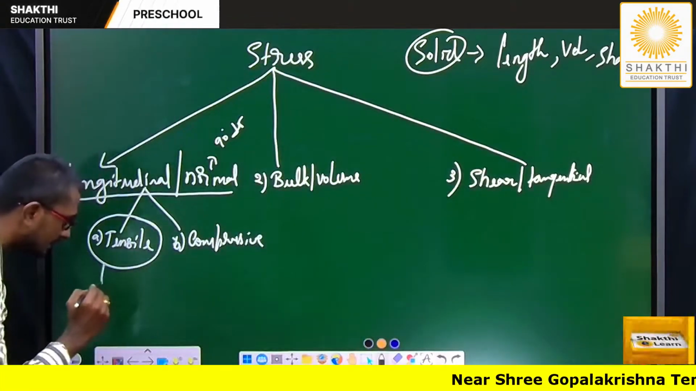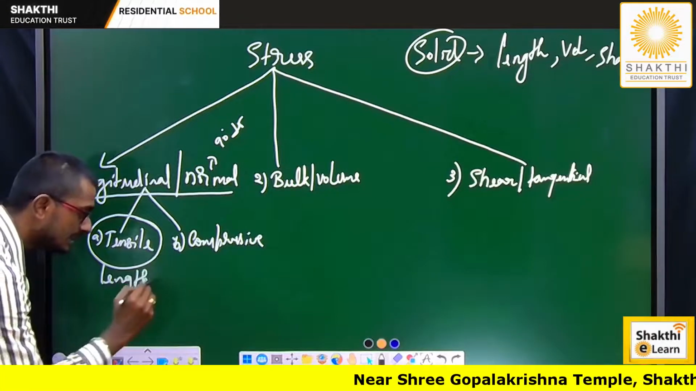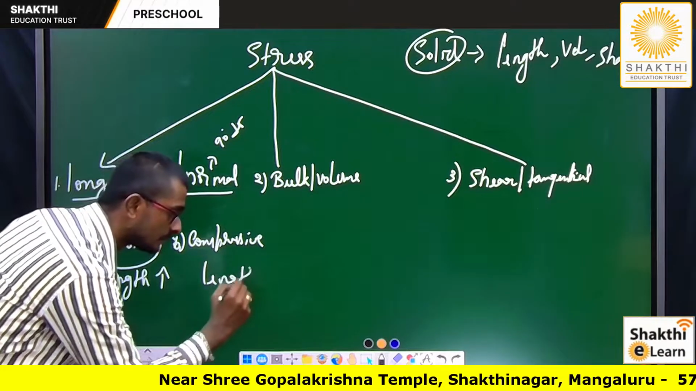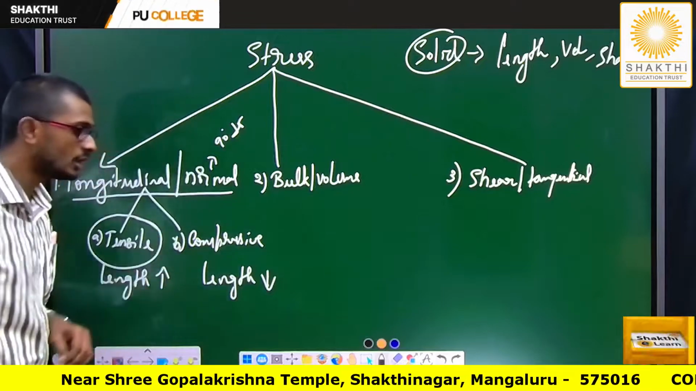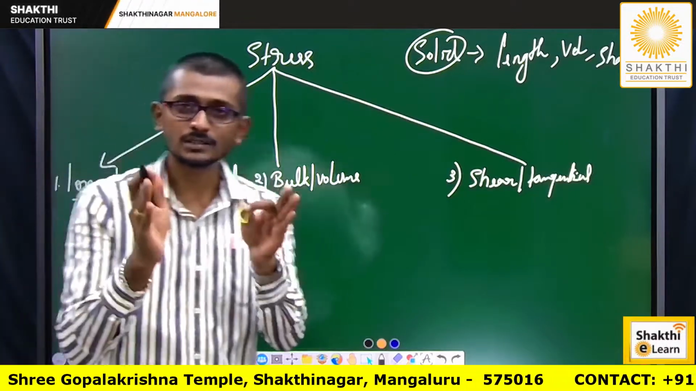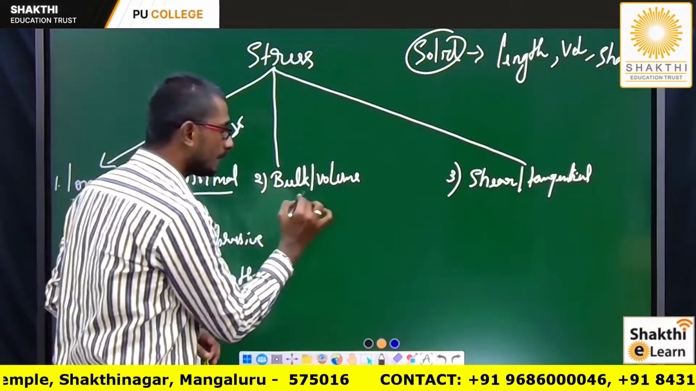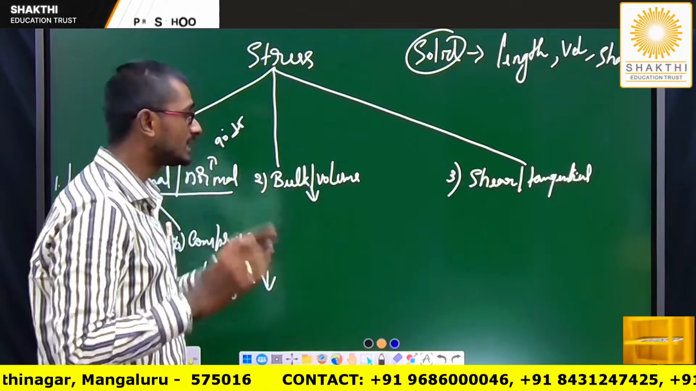If the length increases, if the length decreases, then it is called compressive. Clear? Understood the students? Next one, we'll go for the next concept, that is bulk. We'll understand what is this bulk.